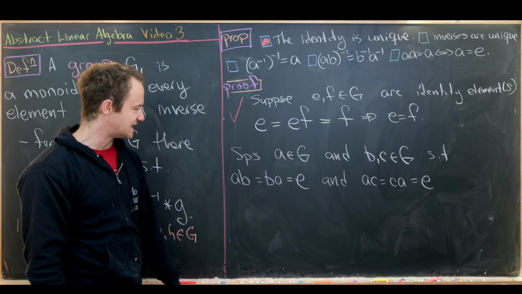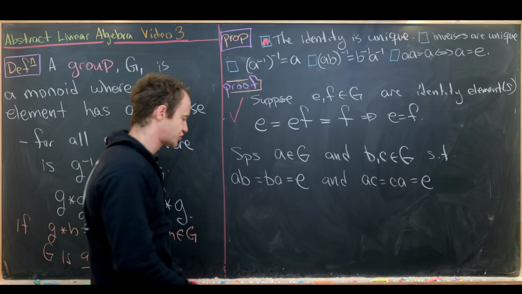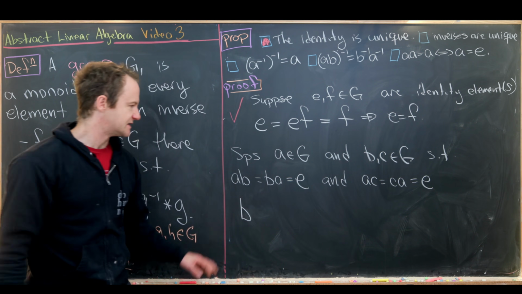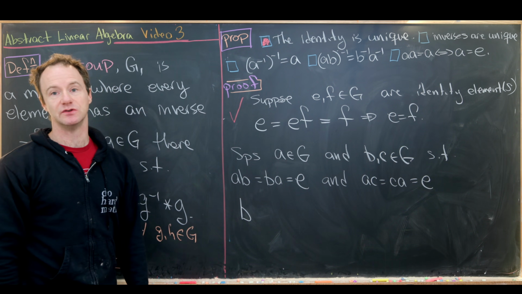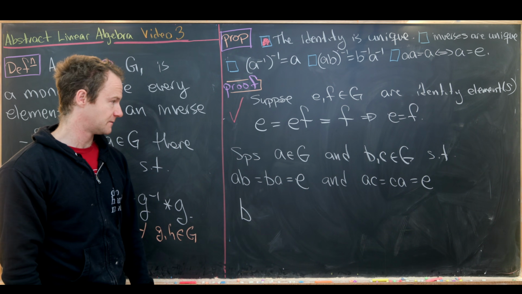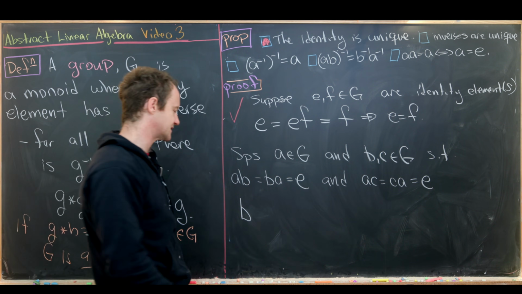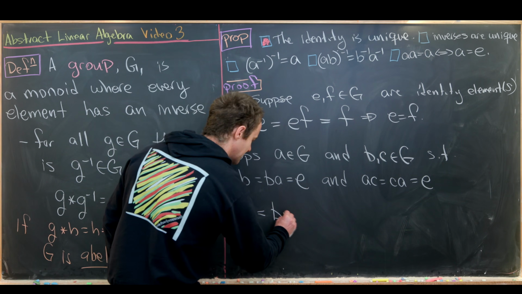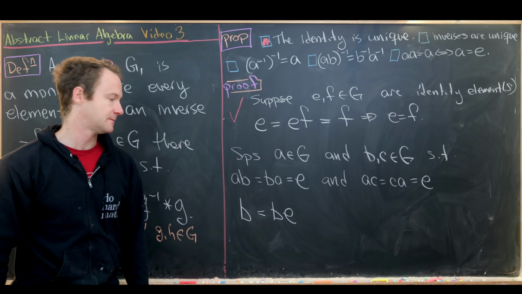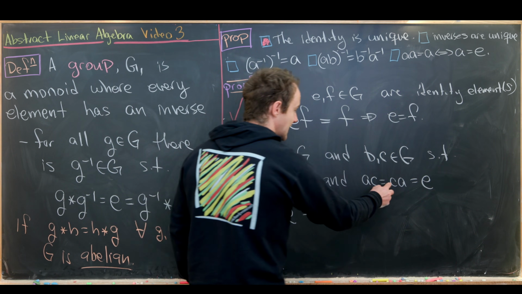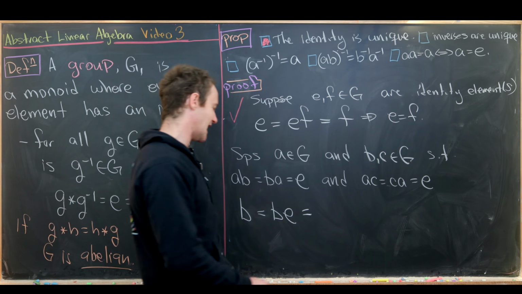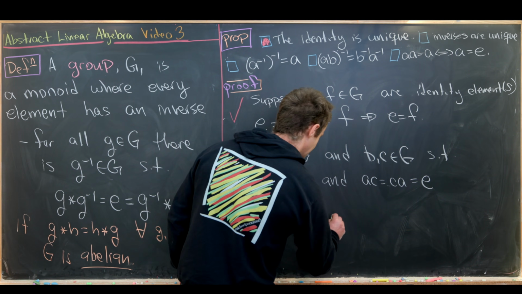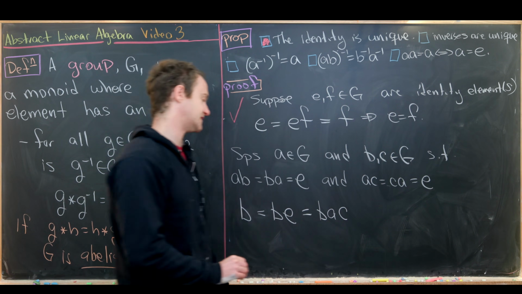Okay, so let's maybe see how we could do that. Let's start with B and see if we can use these equations right here to get us all the way to C by itself. And I see a way to do that pretty easily. Notice that B is the same thing as B times the identity, but we can rewrite the identity using this equation right here as A times C. So we have B times AC.